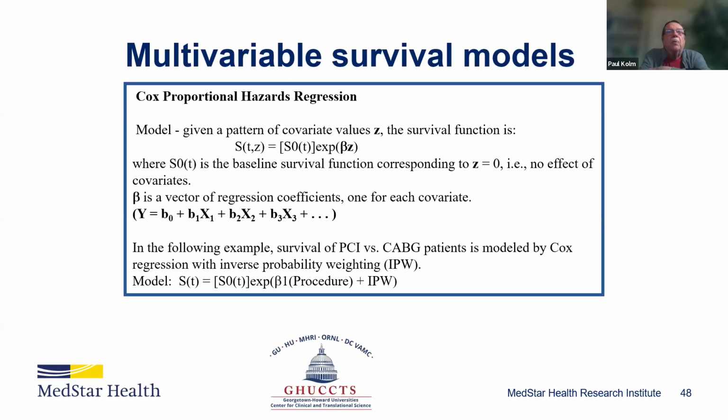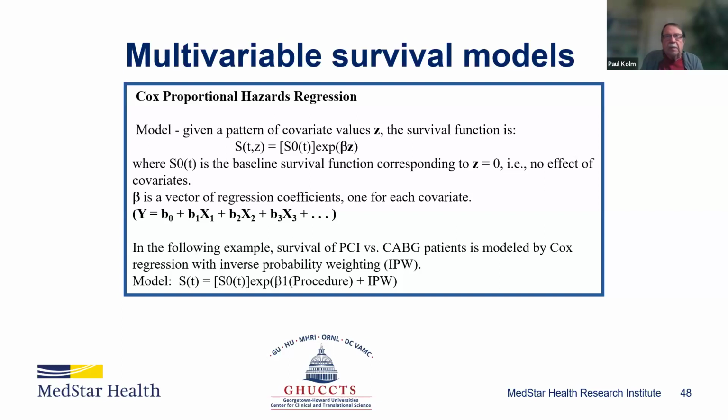I want to spend a minute here talking about multivariable survival models, the Cox proportional hazards regression. This is where we can look at any number of coefficients or independent variables that might influence survival. And we have the same kind of regression formula that we've seen in the other types of analyses.